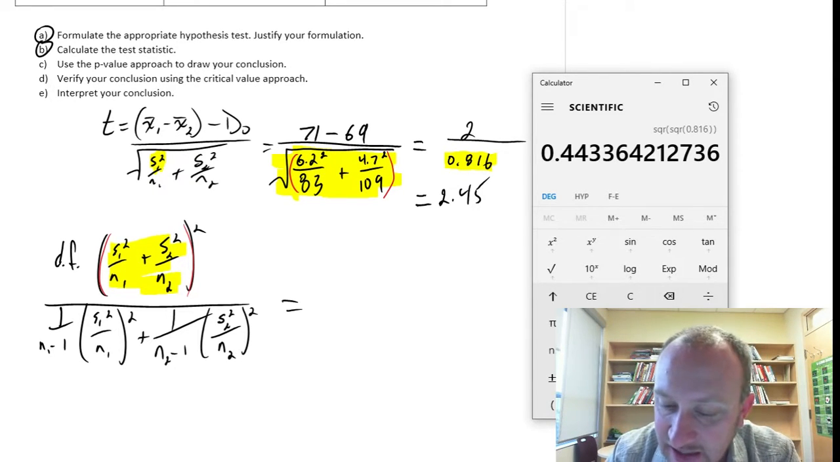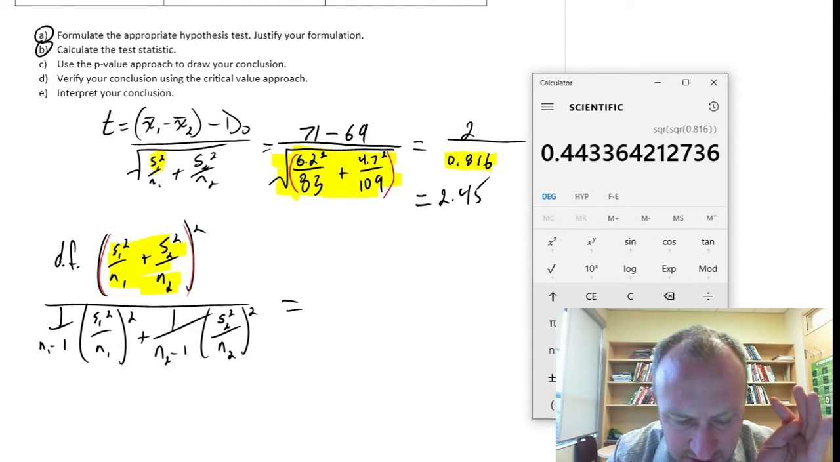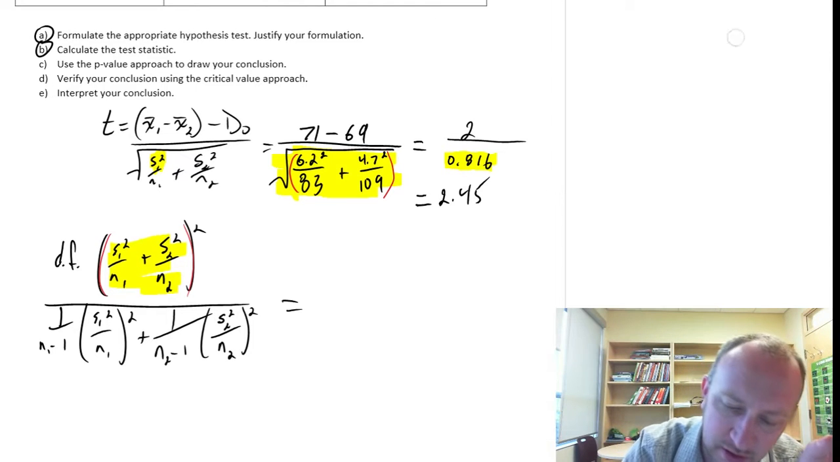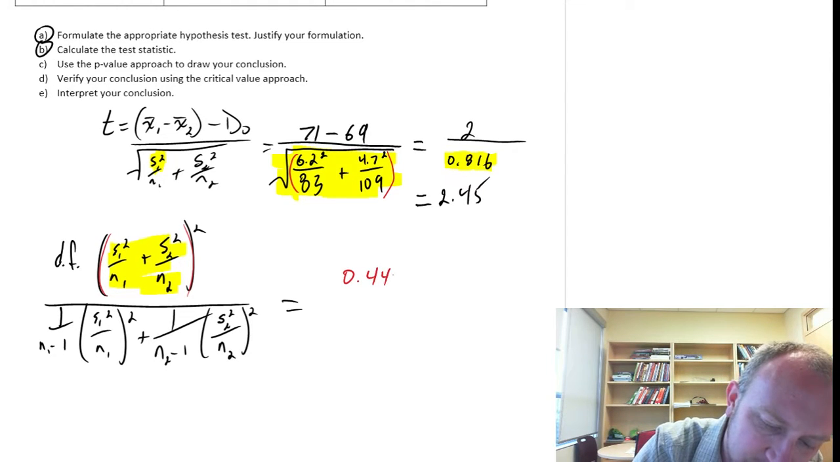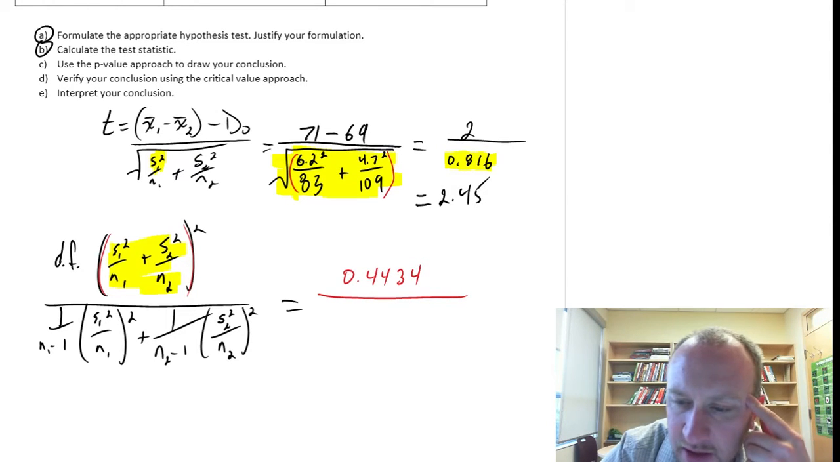Let's keep it to 4 decimal places, because this gets a little bit tedious. So that's 0.4434. Now we'll have a big ugly piece down here.